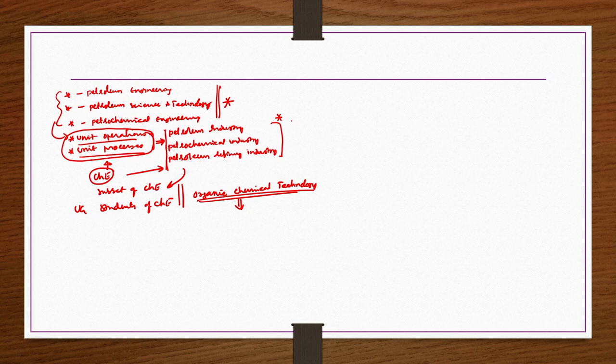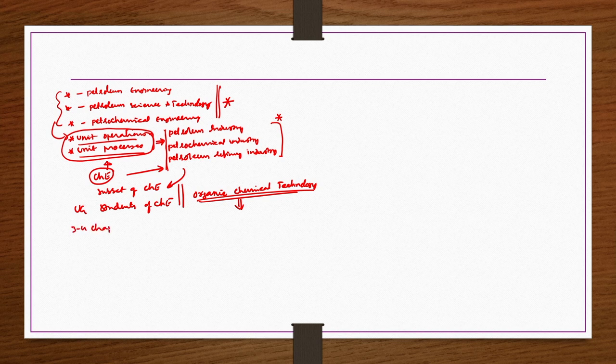And then we try to learn them. What are the things from the organic chemical technology point of view that are important to learn in connection to the petroleum industry, that we have to list out and learn as chemical engineers, because this petroleum industry is also a subset of the chemical industry, and it cannot survive without the knowledge of chemical engineering, right?